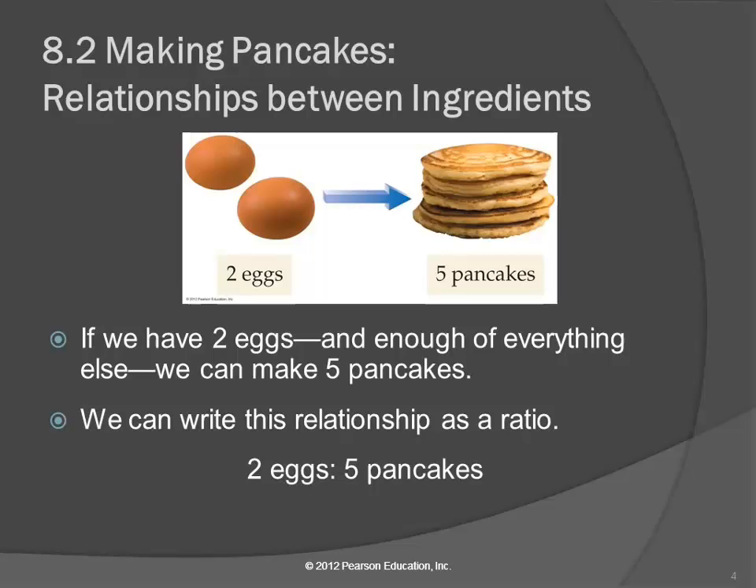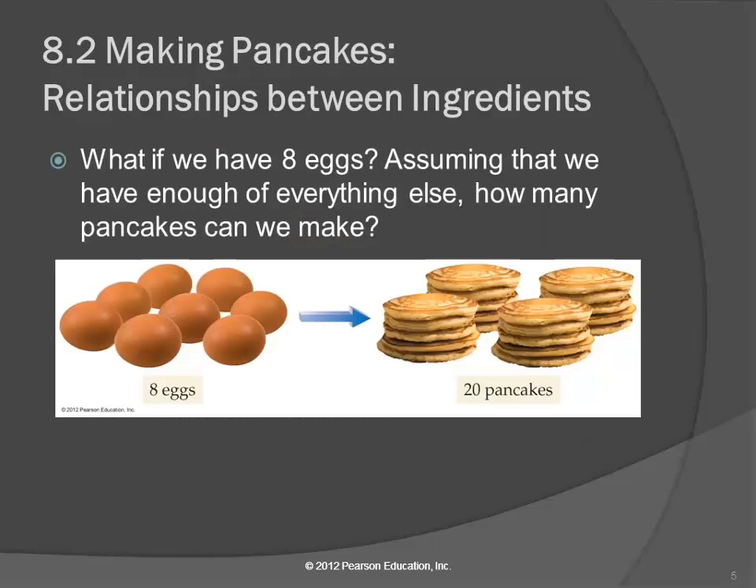So what that recipe shows us is that if we have 2 eggs and enough of the other stuff, we could make 5 pancakes. So we can look at this as a ratio. For 2 eggs, there are 5 pancakes. There's a relationship there. If I had 4 eggs, how many pancakes could I make? I could make 10 pancakes. If I double the one, I double the other. If I had 2 dozen eggs, I could make 5 dozen pancakes. Okay? So that's a relationship that comes from the recipe.